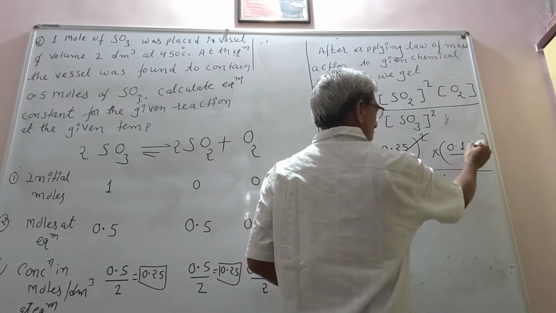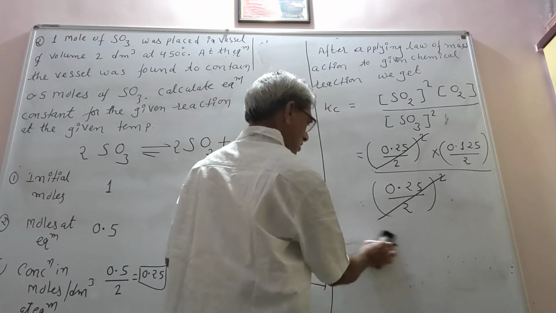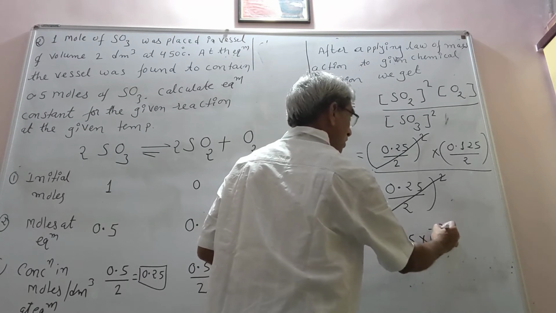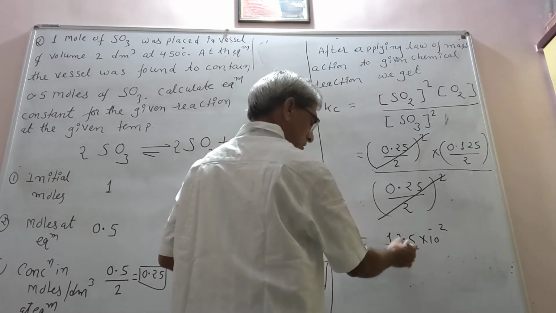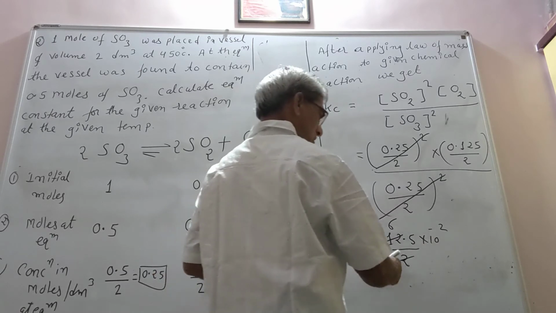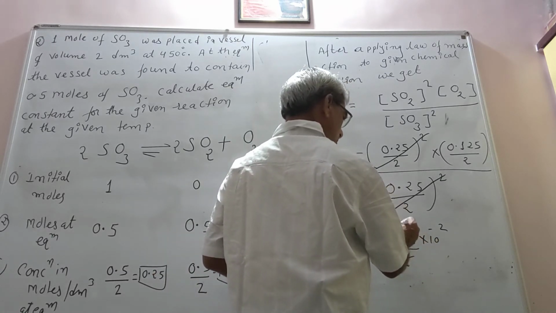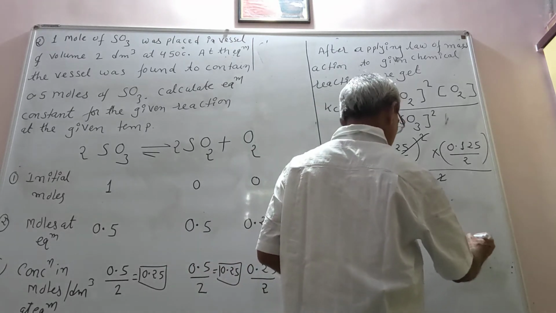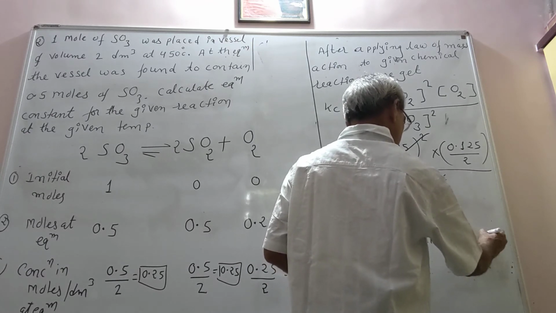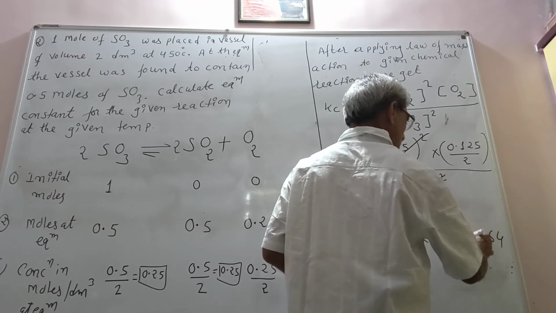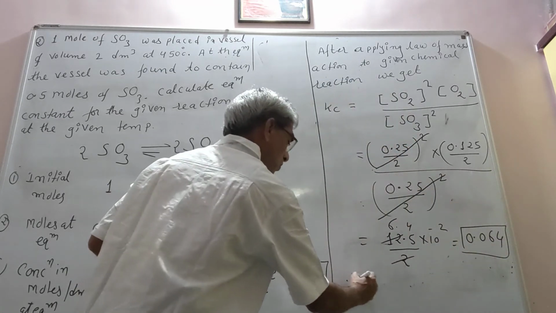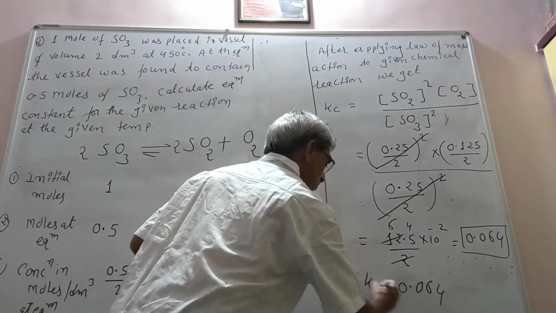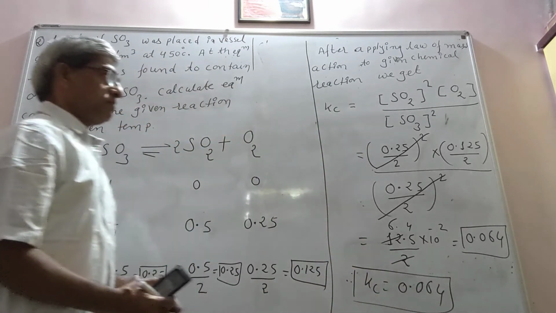If we shift the point here, it is equal to 12.5 into 10 raised to minus 2 divided by 2. Then 6 2s are 12. Then 0.4 multiplied by 0.2 minus 2, it is equal to 0.064. This is your final answer. And therefore, Kc equal to 0.064. This is your final answer.